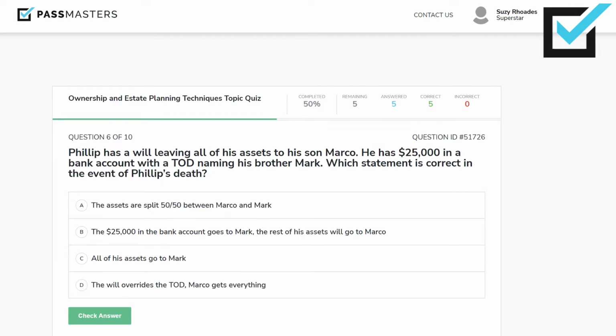Philip has a will leaving all of his assets to his son Marco. He has $25,000 in a bank account with a TOD naming his brother Mark. Which statement is correct in the event of Philip's death? The assets are split 50-50 between Marco and Mark. The $25,000 in the bank account goes to Mark. The rest of his assets will go to Marco. All of his assets go to Mark, or the will overrides the TOD and Marco gets everything.